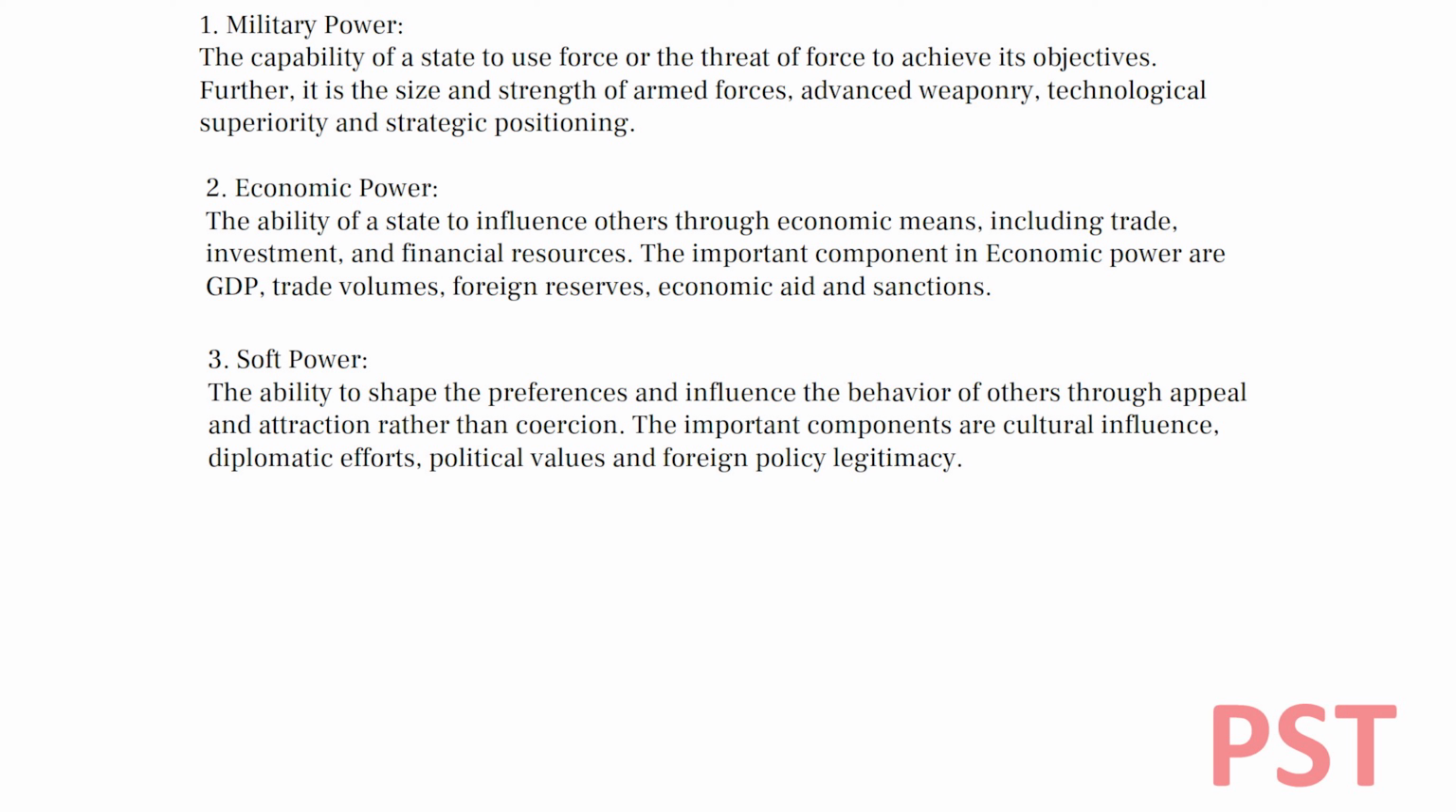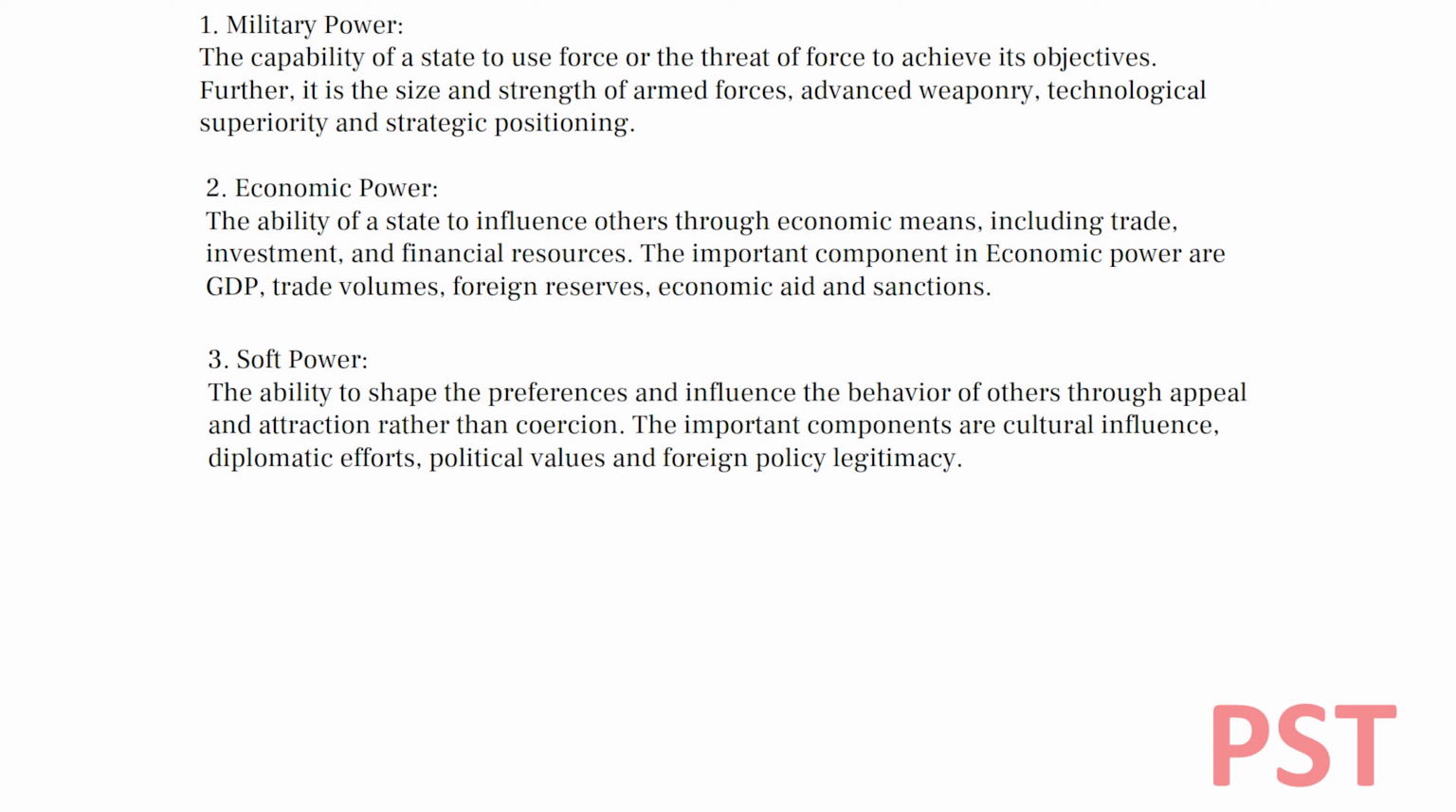And therefore, what are the components countries are using? Countries are using cultural influence to get their ideas across in international politics. They use diplomatic efforts, they uphold political values, and obviously foreign policy legitimacy, right? And we have classic examples of countries that have used soft power very effectively time and again, even when they already possess military power.